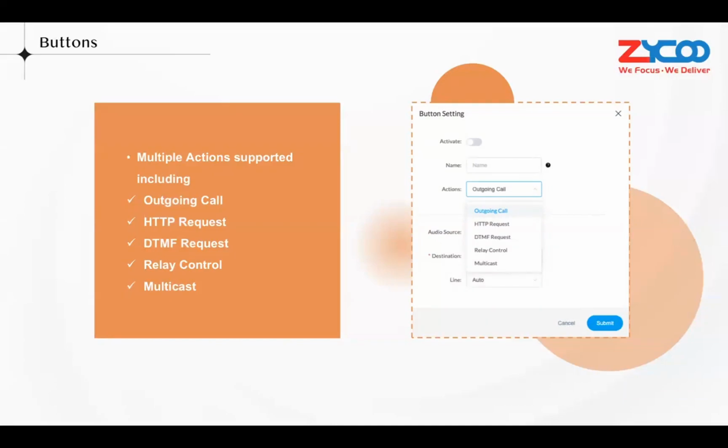And the HTTP request feature allows the M100 to invoke different APIs for functions. Furthermore, peripheral devices can be seamlessly integrated, enabling the DTMF requests and the relay control actions, making the M100 a great tool for control.